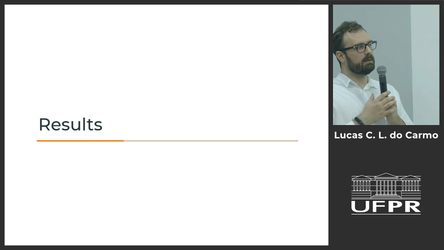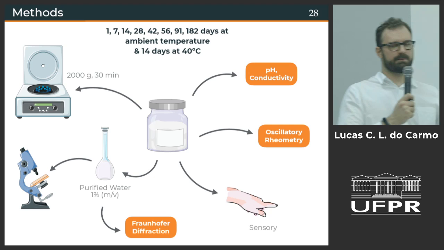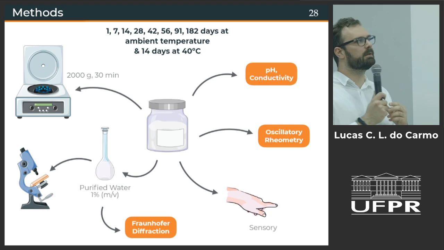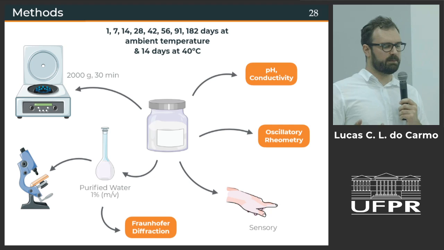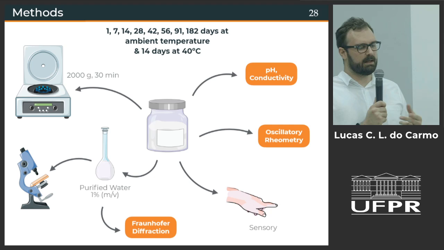For each one of these batches and formulas, we did all these tests: microscopy, Fraunhofer diffraction to measure the size distribution of the droplets, oscillatory rheometry to determine the rheological parameters, sensory tests including olfactory and visual tests, centrifugation as an accelerated study of phase separation, and pH and conductivity. All these tests were performed at 1, 7, 14, 28, up to 182 days at ambient temperature, and for 14 days stored in a climatic chamber at 40 degrees Celsius.